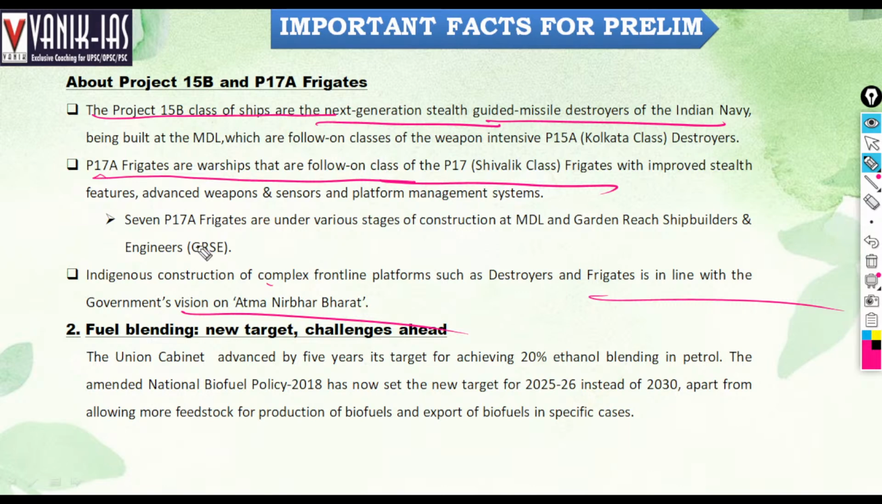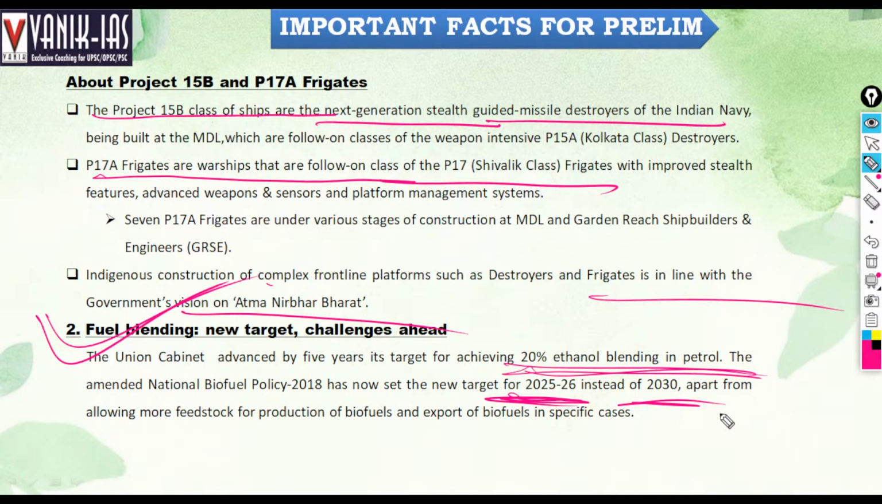Okay, fuel blending. What is blending of fuel? The Union Cabinet has advanced by 5 years its target for achieving 20% ethanol blending in petrol. The National Biofuel Policy 2018 has now set a new target, 2025-26 instead of 2030. Earlier it was 2030, now it has been reduced to 2025-26.